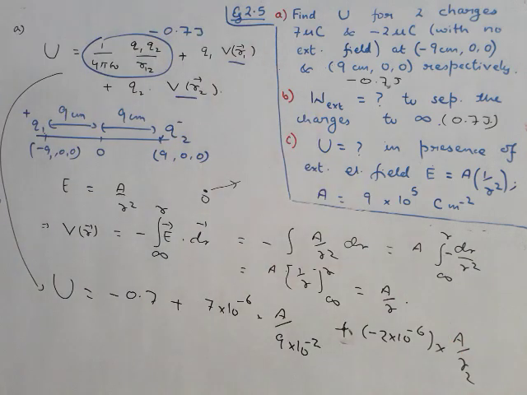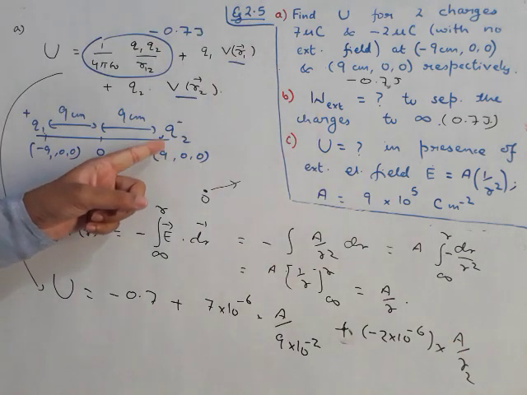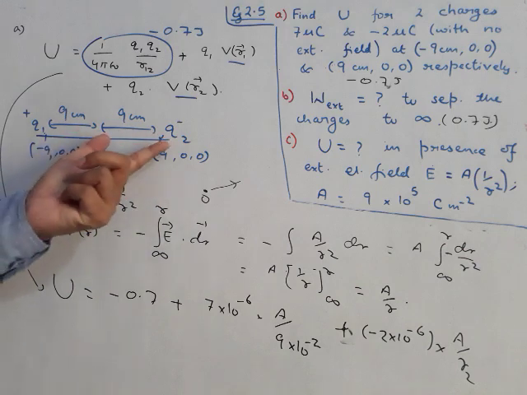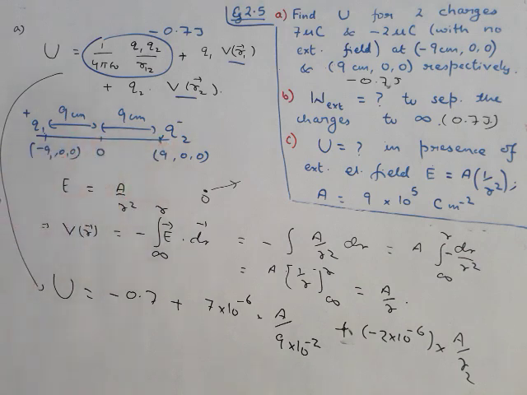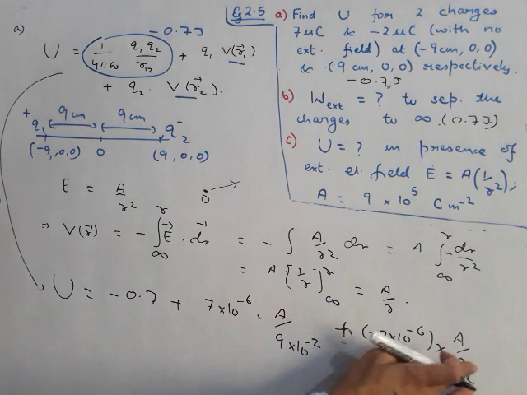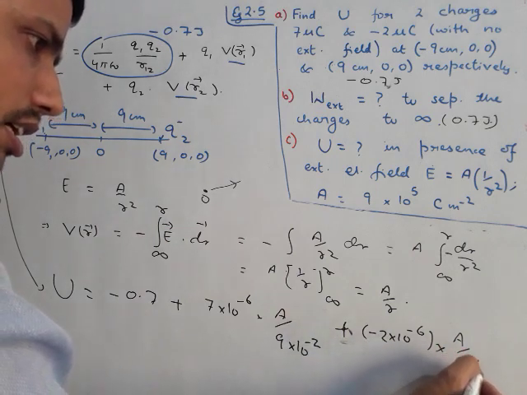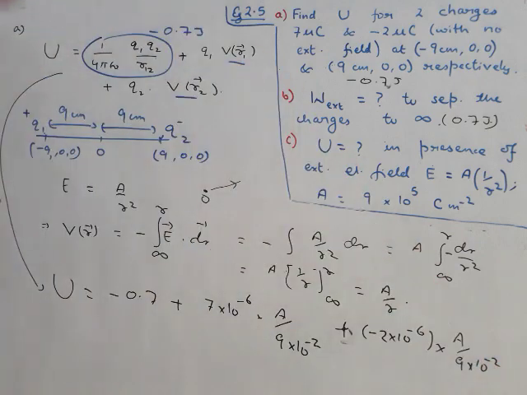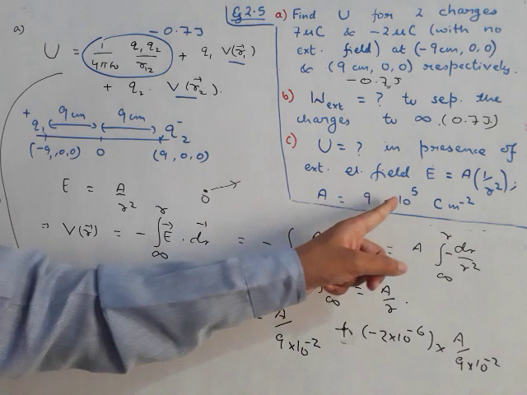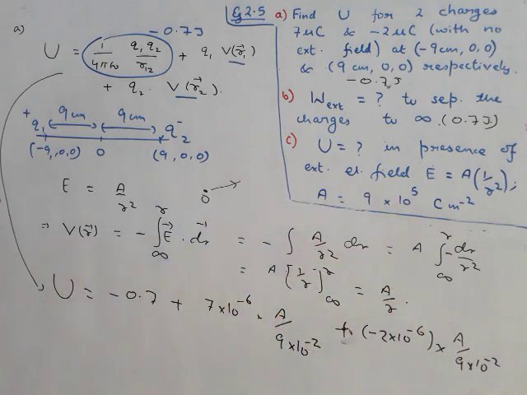But what is R2? R2 is the distance of that charge from origin. So this distance is also how much? That is also 9 centimeter. So I'll write it as 9 multiplied by 10 to the power minus 2 in SI system meters. Now this value of A is already given in the question. Put all these values and do the calculations. You will get the answer in SI systems, that is joules. I hope this method is clear, students.